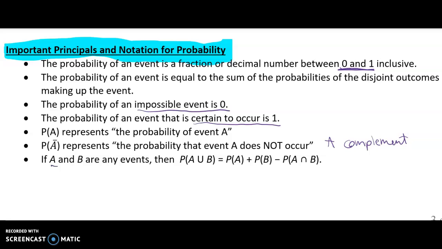And then finally we have, if A and B are any events, then the probability of A or B is the probability of A plus the probability of B minus the probability of A and B. This symbol tells us or, or you could say union, and this symbol tells us and, or you could say intersect. I will be using and or or when I see these symbols in this section. Don't worry, we're going to do a number of examples to practice this formula.